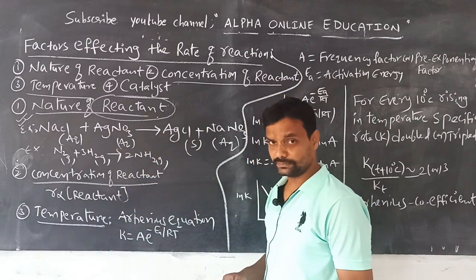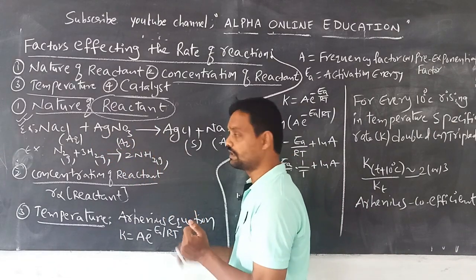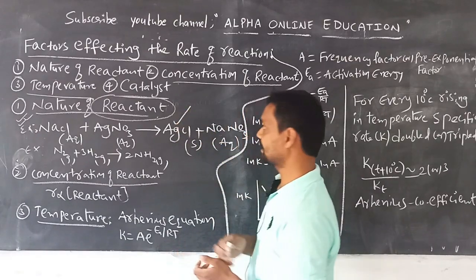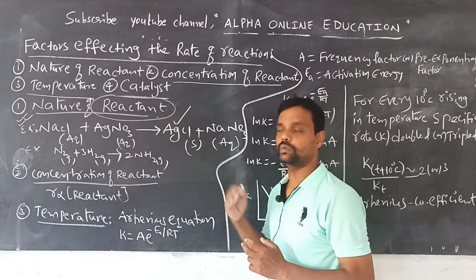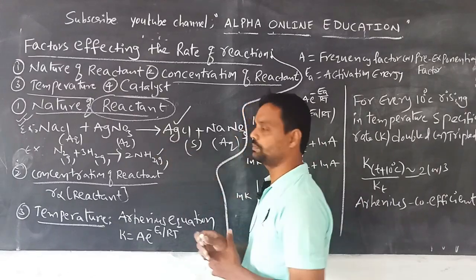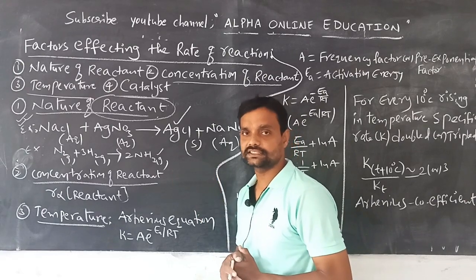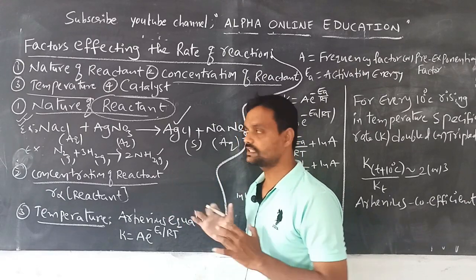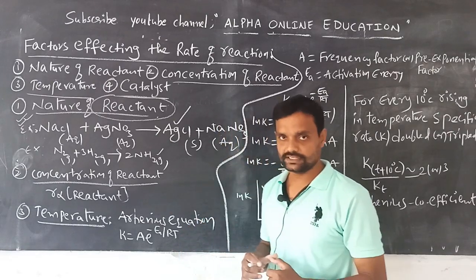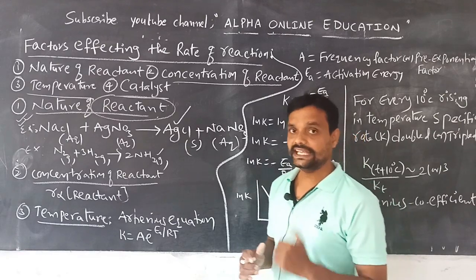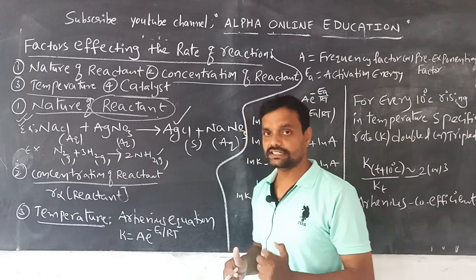So in the first example, the ionic reactants sodium chloride and silver nitrate are present, so the rate of reaction will be higher compared with the second example, because in the second example, nitrogen and hydrogen gases are covalent in nature. So this is the concept. While ionic reactants are present, the rate of reaction increases. While covalent reactants are present, the rate of reaction decreases.